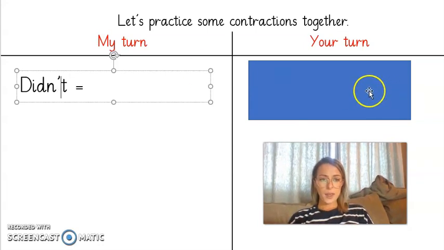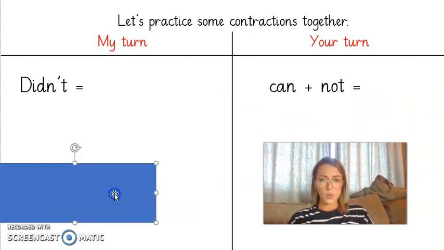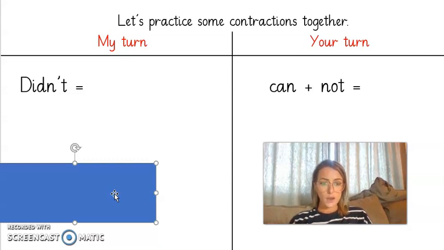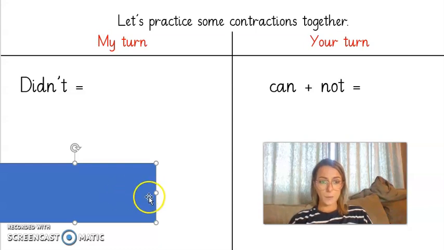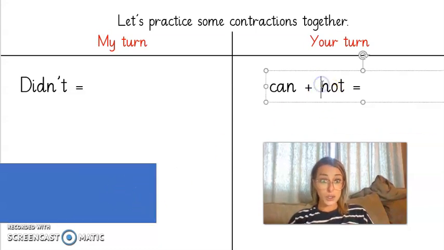Okay? Now you have a go at this one, cannot. You can pause the video if you want and I'll tell you the answer in a sec. Okay, so what you should have done for that question was you should have smushed them together. We've actually got rid of two letters here, an N and an O. So you should have ended up with can't.